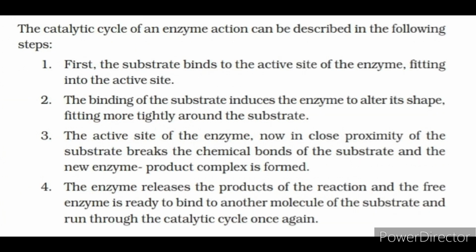The catalytic cycle of an enzyme action can be described in the following steps. 1. First, the substrate binds to the active site of the enzyme, fitting into the active site. 2. The binding of the substrate induces the enzyme to alter its shape, fitting more tightly around the substrate. 3. The active site of the enzyme, now in close proximity of the substrate, breaks the chemical bonds of the substrate and the new enzyme-product complex is formed. 4. The enzyme releases the products of the reaction and the free enzyme is ready to bind to another molecule of the substrate and run through the catalytic cycle once again.